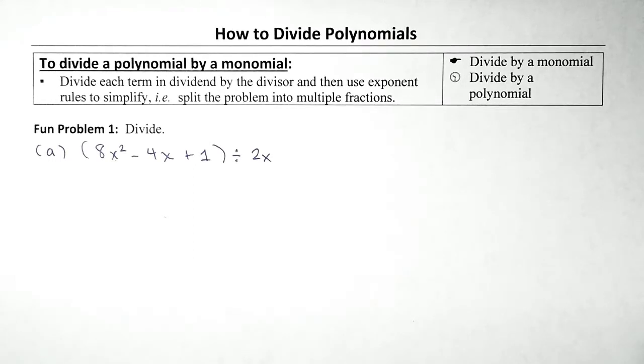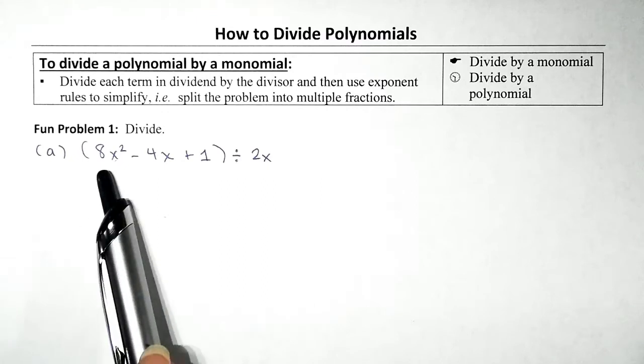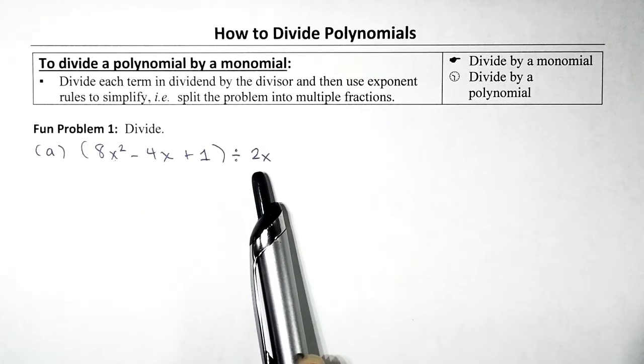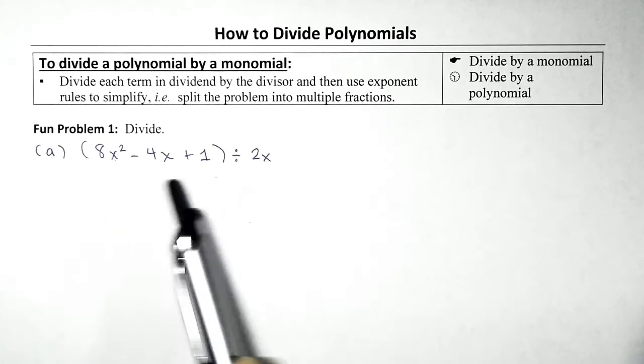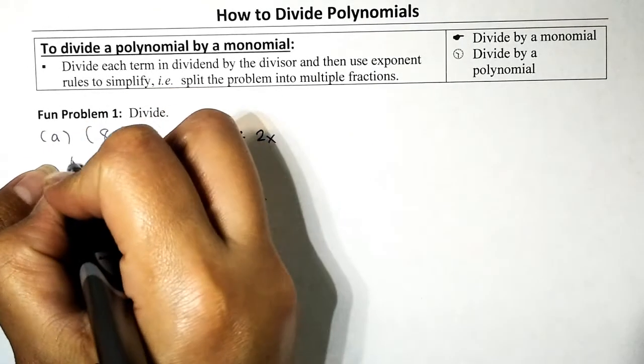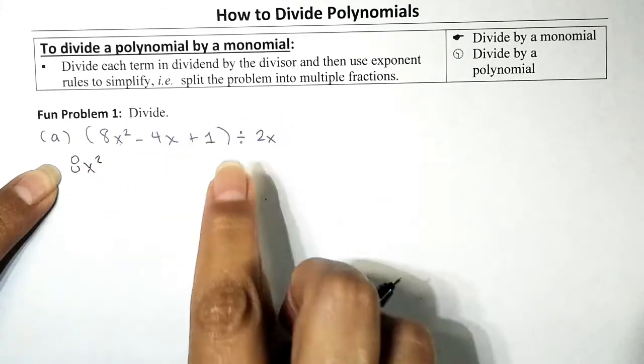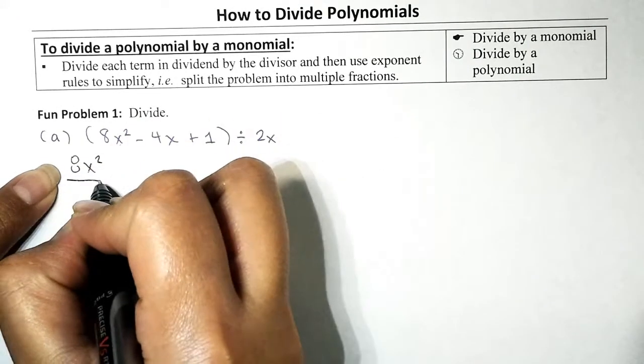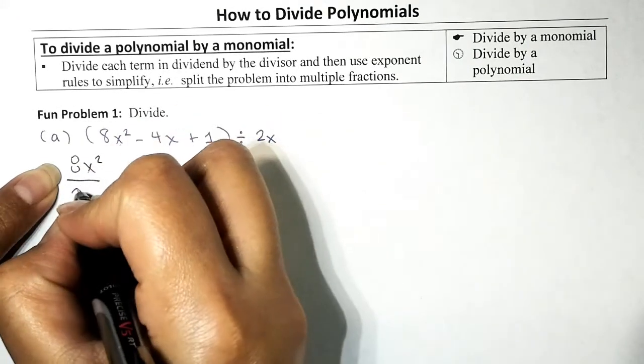Now, how do we divide by a monomial? We're going to take each term in the dividend and divide it by the divisor. So in English, split it up, okay? So we're going to take this first term, 8x squared. What's going on with it? We're going to divide it. We'll use the fraction bar. Divided by what? 2x, okay?